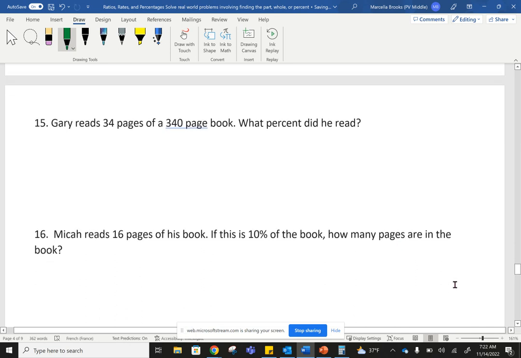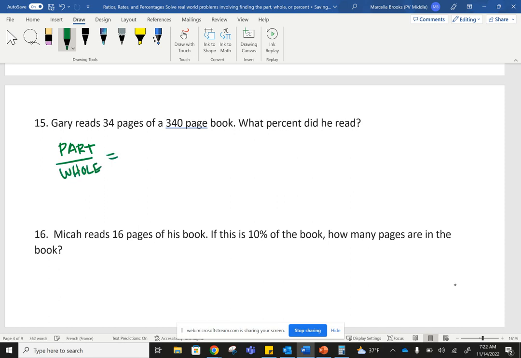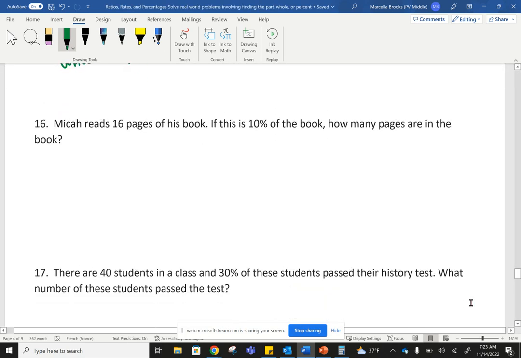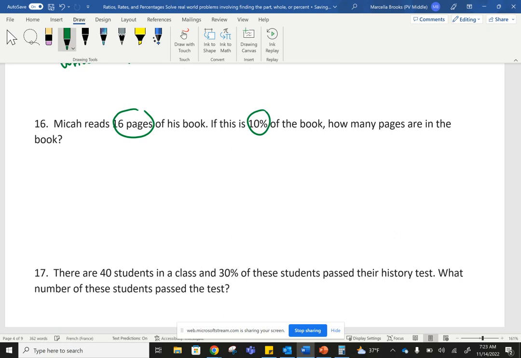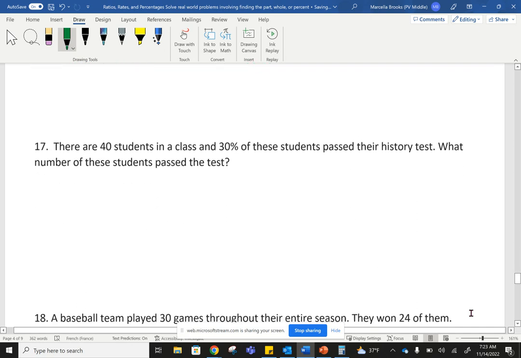Number 15. Gary reads 34 pages of a 340-page book. What percent did he read? Again, you're going to put it in our part over whole equals percent over 100. Where does 34 go? Where does 340 go? If he reads 34 pages of a 340-page book. And then what are we looking for? Number 16. Micah reads 16 pages of his book. If this is 10% of the book, how many pages are in his book? So we got 16 pages, 10%. Where are they going to go? And our part over whole equals percent over 100. And then I want you to solve it.